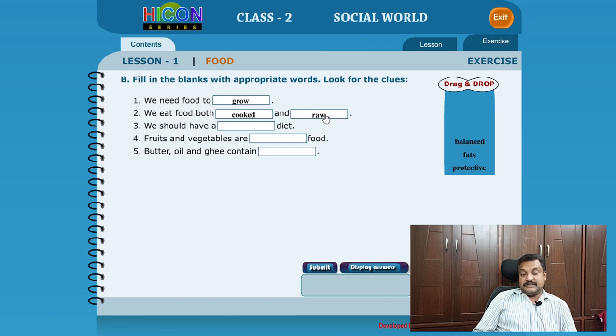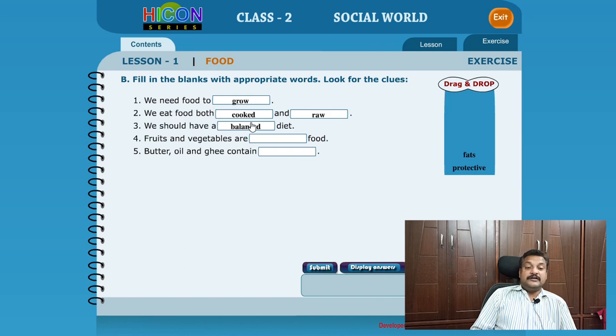We should have a dash diet. So I've told you the food that we eat should have carbohydrates, fats, proteins, minerals, vitamins and water. And if our food has all these elements in the required manner, then that is called a balanced diet. Okay, that is called a balanced diet.